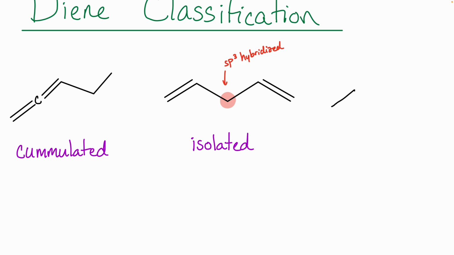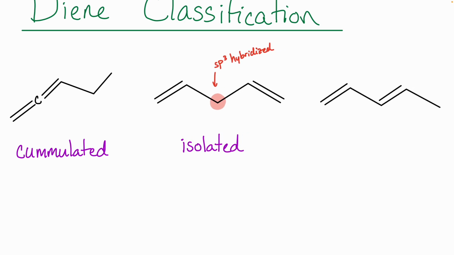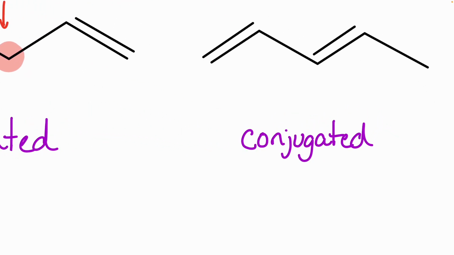Okay, the last one, and what we're going to see is really the focus of this chapter, are what are called conjugated dienes. Conjugated dienes always have the same spacing: double bond, single bond, double bond, right? That's the pattern that we're going to spot. Double, then single, then double.